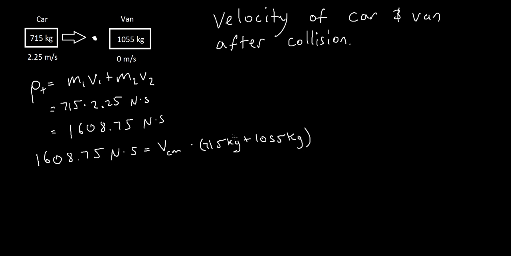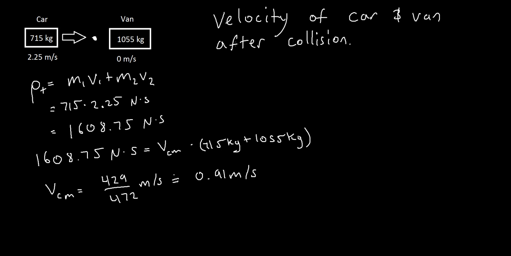So if we divide both sides by the total mass, we get the velocity of the center of mass. I'm just going to do this on my own calculator. You go ahead and do it on yours. So divided by 715 plus 1055, and that's going to be this fraction. Yes, I have a cool calculator. 429 over 472 meters per second, which is approximately 0.91 meters per second. So that's the velocity of your center of mass.